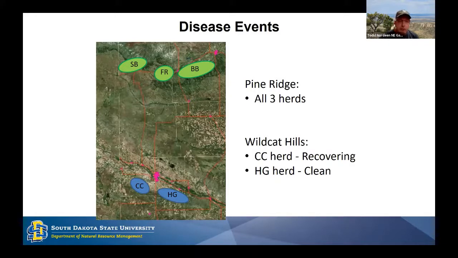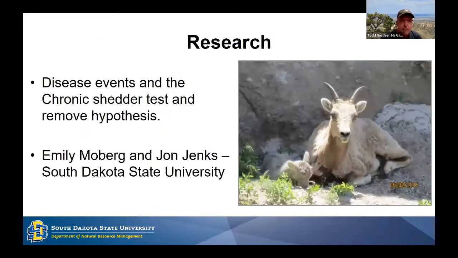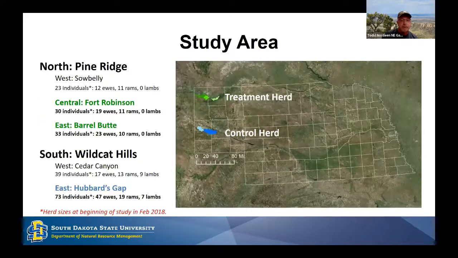That has ultimately led us to the research we're talking about here today, looking at the disease events here in Nebraska and testing the chronic shedder and test and remove hypothesis. We've ultimately lined up Emily Moberg and John Jenks to help us with that. So I'm going to turn it over to Emily now, since she has more of the details and the actual research. You there, Emily? Yeah, I'm here.